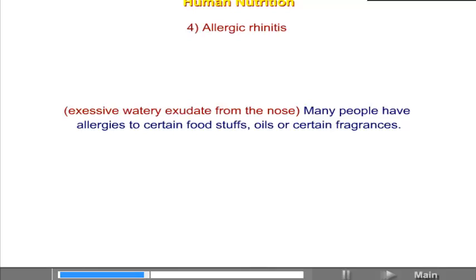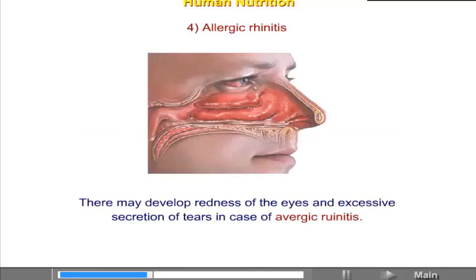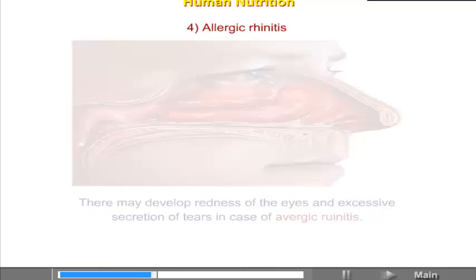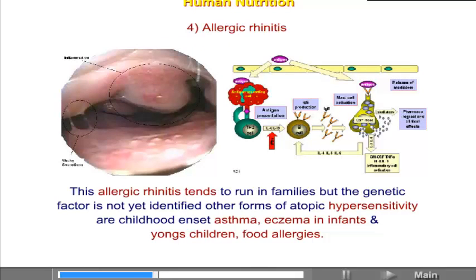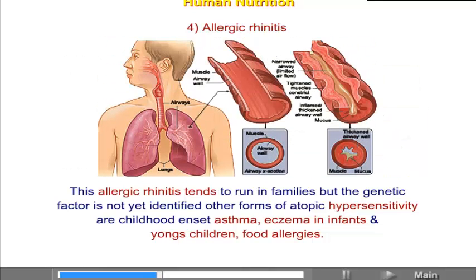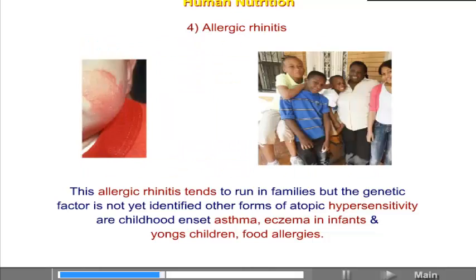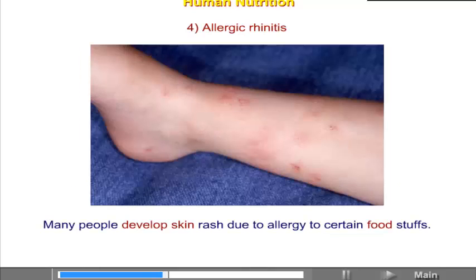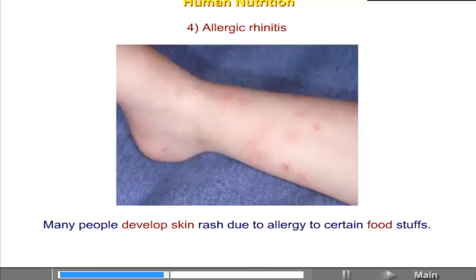Many people have allergies to certain foodstuffs, oils, or certain fragrances. There may develop redness of the eyes and excessive secretion of tears in case of allergic rhinitis. This allergic rhinitis tends to run in families, but the genetic factor is not yet identified. Other forms of atopic hypersensitivity are childhood onset asthma, eczema in infants and young children, food allergies. Many people develop skin rash due to allergy to certain foodstuffs.